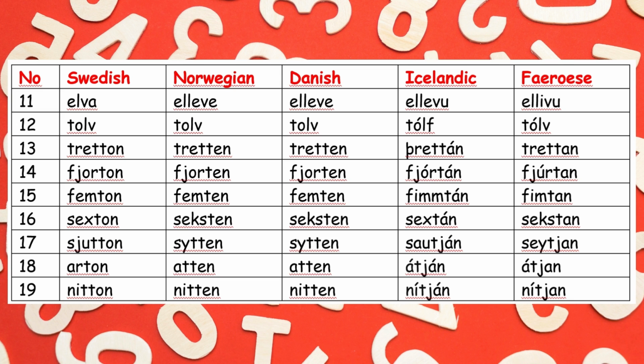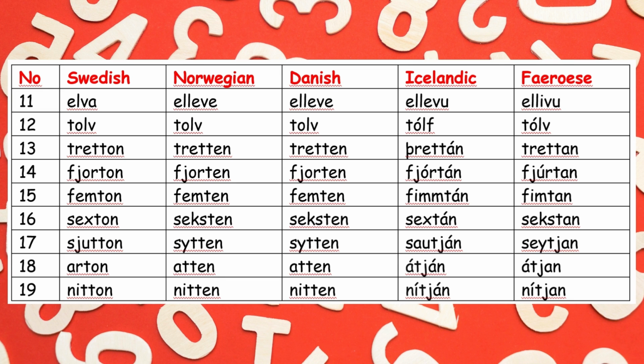And to compare a little bit with Icelandic, 11, 12, 13, 14, 15, 16, 17, 18, 19. And Faroese is quite similar to Icelandic. So from this comparison, I suppose you already notice the great similarities between all these languages and all North Germanic languages.